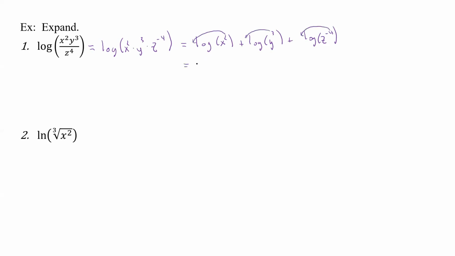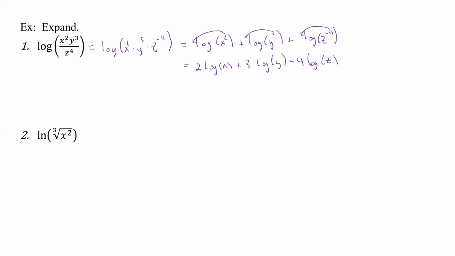And so that gives us 2 log of x plus 3 log of y, and now that's a minus 4, so that's going to be minus 4 times log of z. Okay, so that's what it looks like if you expand it and put everything in the numerator and bring it down, because our negative 4, we should have just subtracted that there, but what we did is put it in the numerator and we got that.